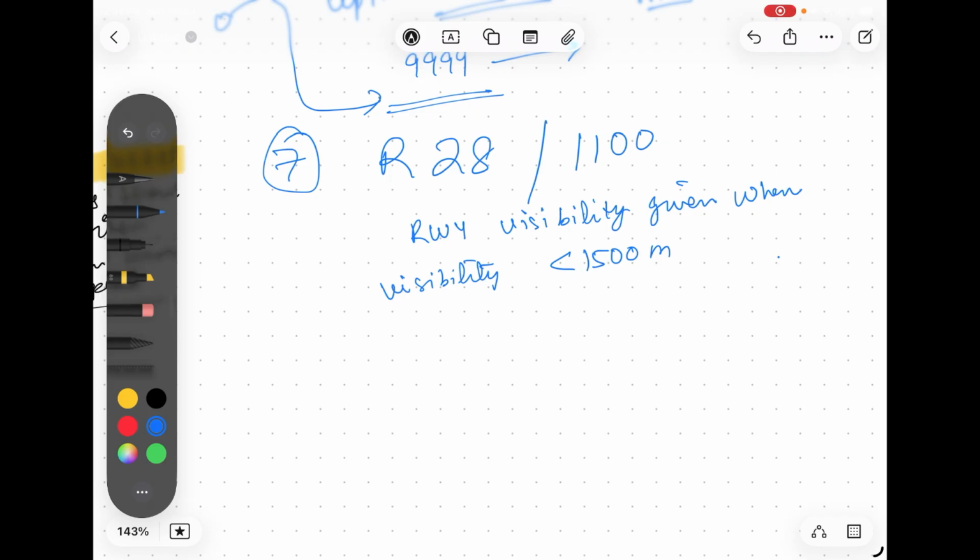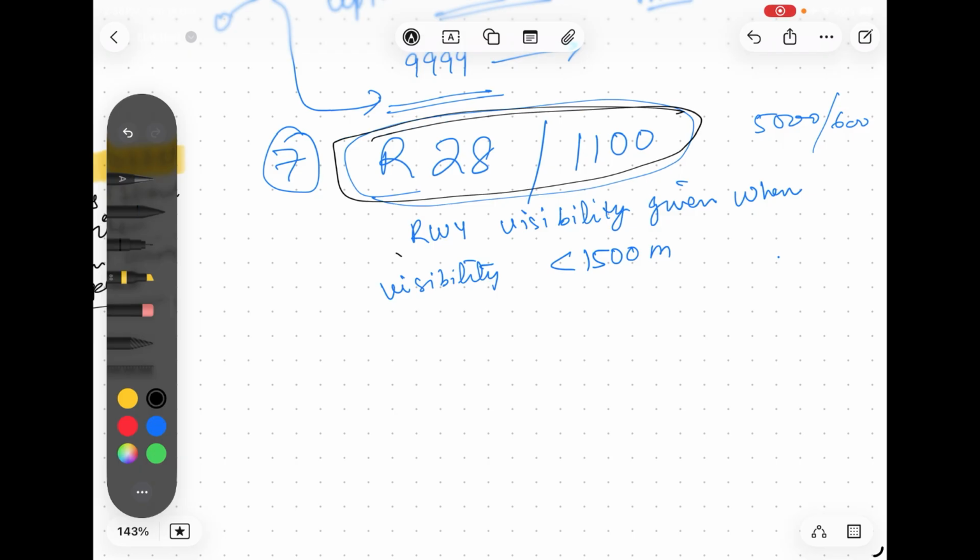So if visibility is more than 1500, maybe the visibility was 5000 or maybe it was 6000, then you won't see this thing written in a METAR. So this is only and only written when the visibility is below 1500, to specify how low. It is difficult for the pilots to know if they can take off or not, so this is an important part. This runway visual range will only be reported if your visibility is less than 1500 meters.